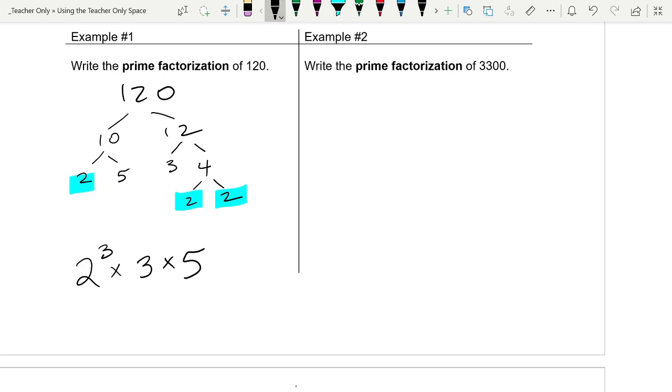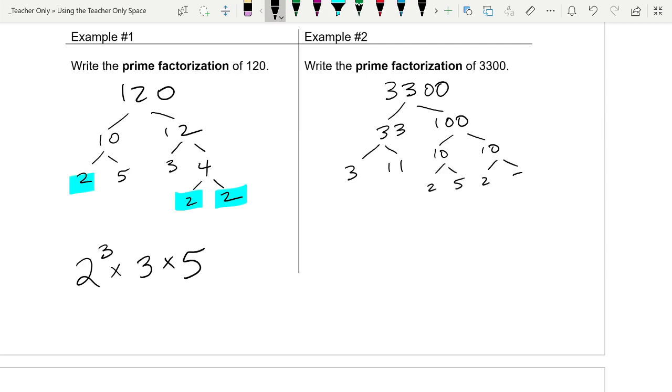Let's go bigger. 3,300. Well, again, I think I'd start by noticing if it ends in 2 zeros, it's got to have 100 in it, right? So 33 times 100. And then 33 is just 3 and 11. Those are prime, so I'm stopped there. 100 is, well, I could just break it into 10 times 10. But that's 2 and 5 and 2 and 5.